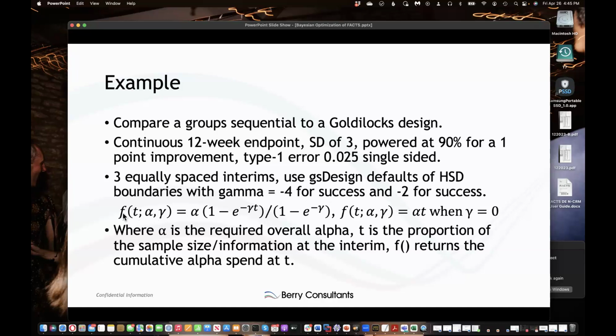And then the boundary, in terms of how much alpha we want to have spent, is specified by this function, with an exception that if gamma is 0, which leads to a divide by 0 here, then we just simply have it linear. And alpha in here is the required overall alpha, and T is the proportion of sample size that we reach at each interim. And F is going to return the cumulative alpha spend at T.